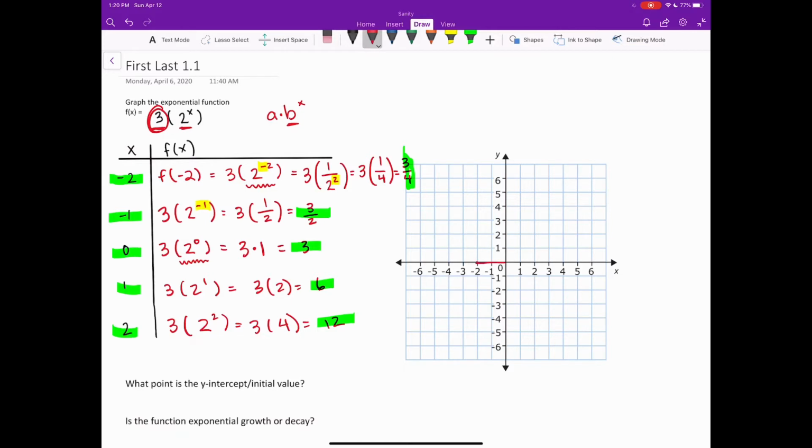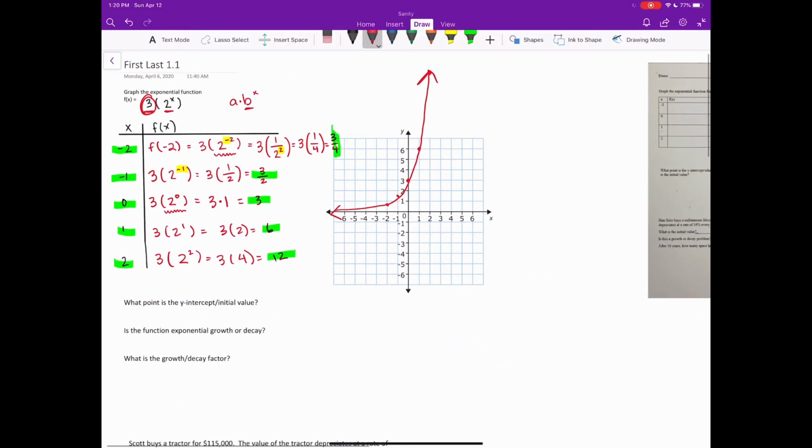-2, so I go out to -2 and then up 3/4, I'll call it right there. So my first point, about right here, -1 and 3/2, so -1, 1.5. 0, 3, that one's easy, right on the y-axis. 1, 6, and then 2, 12, that's kind of way off. Put a dot right there, we'll call that good. So my exponential is going to look something like that.